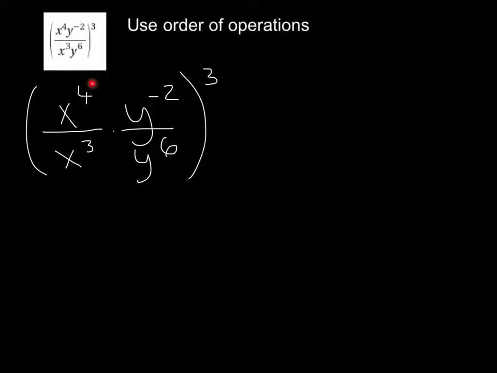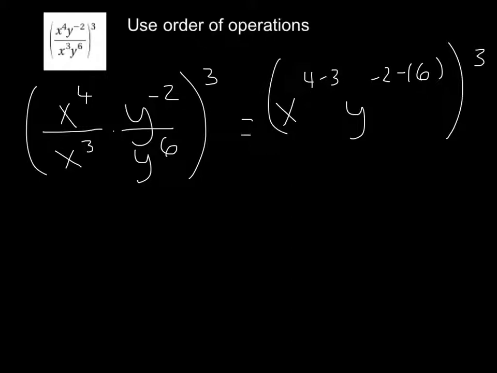Now I broke this into 2 pieces here. I have my x powers on one side and my y powers on another side because the only way we can apply our properties of exponents is if we have the same base, x over x, y over y. In this case, this is a quotient of powers problem, so we have the same base, we can apply our property. So x to the fourth over x to the third looks like x to the 4 minus 3. Y to the negative 2 over y to the 6 looks like y to the negative 2 minus 6. And this is all what's inside our parentheses. This is still raised to the third power.